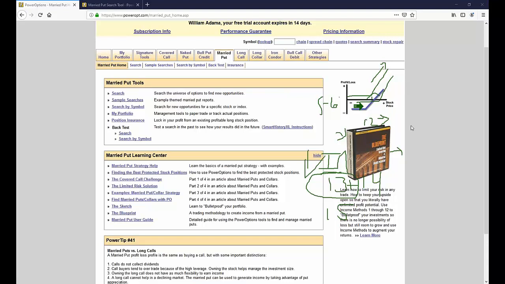Now that's income method number 15. But to Nancy's question, she says, how do I receive income methods 13 and 14? I missed the emails while I was traveling over the summer.